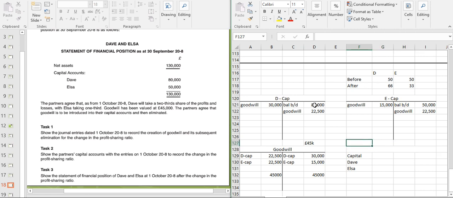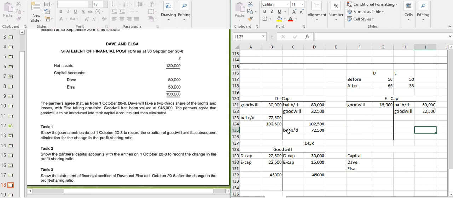So Dave started with 80, 22.5 and 30. Elsa started with 50. We've got 22.5 debit, 22.5 credit, 15 credit, 15 debit. Let's get these balanced off and then we can see exactly what is going on with these accounts. Okay, difference above 80 plus 22, 102. Take it across, difference above 72.5. That is my balance carried down, and my balance brought down 72.5.